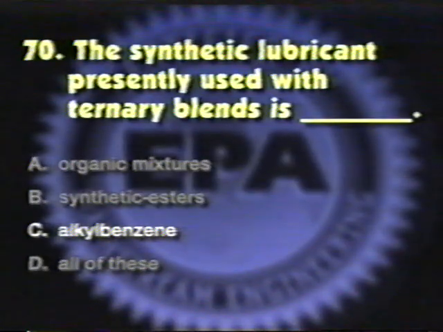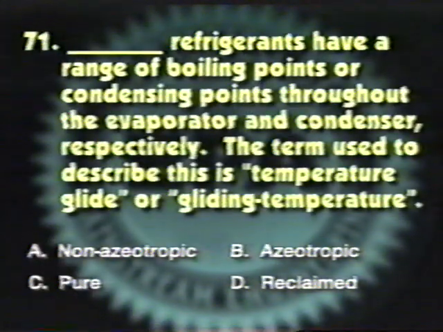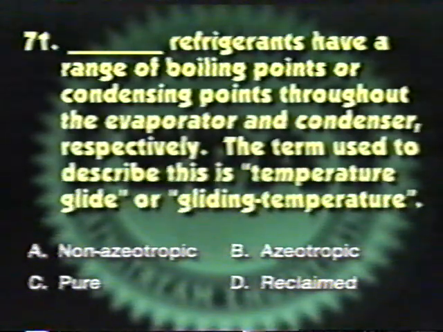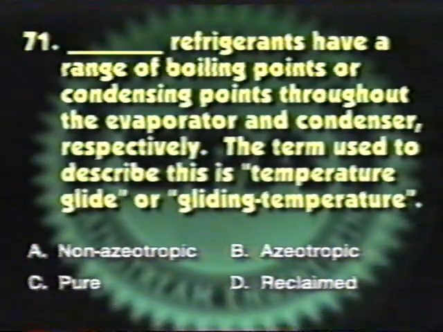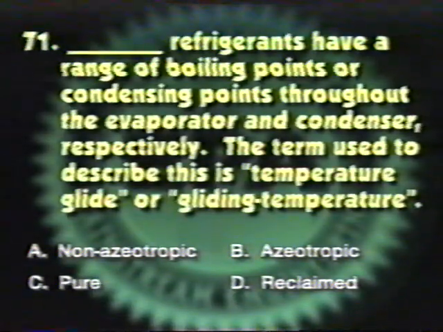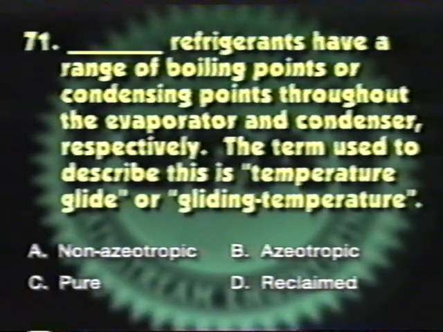The answer is C. The synthetic lubricant presently used with ternary blends is alkyl benzene. Which of the following refrigerants have a range of boiling points or condensing points throughout the evaporator and condenser, respectively? The term used to describe this is temperature glide or gliding temperature.